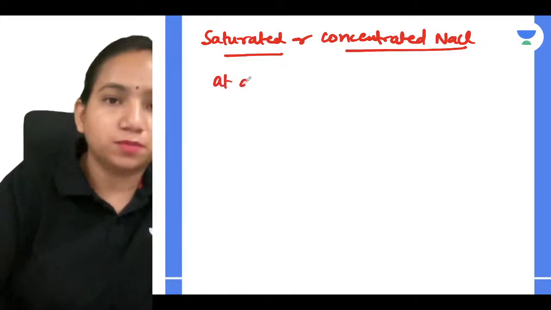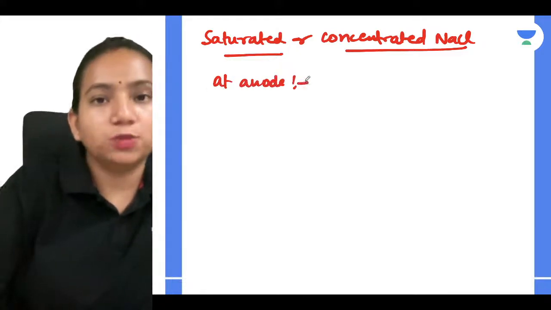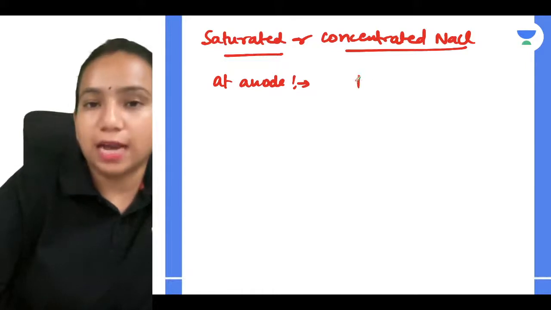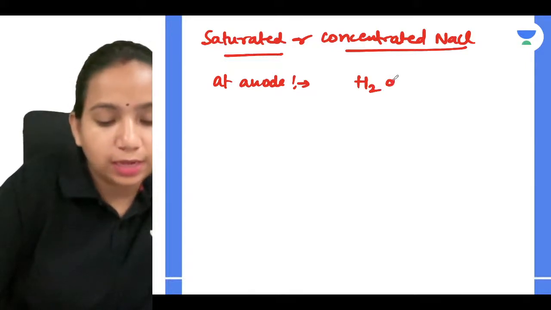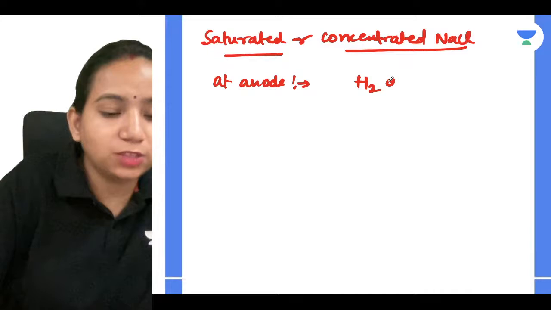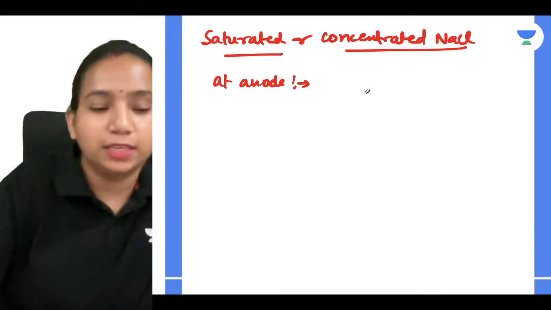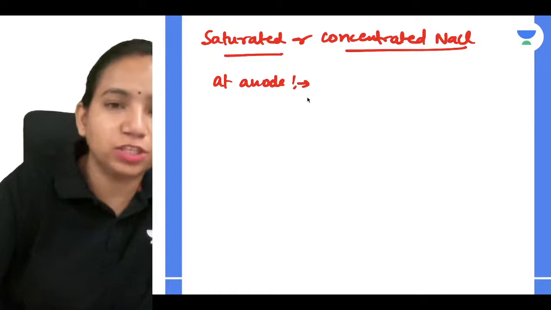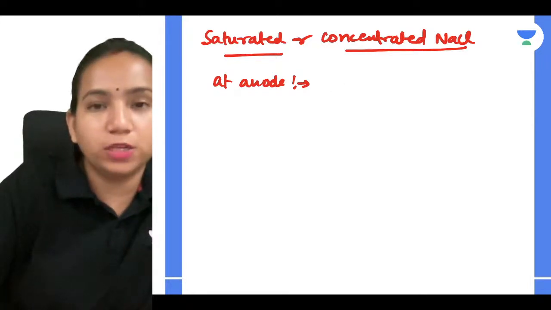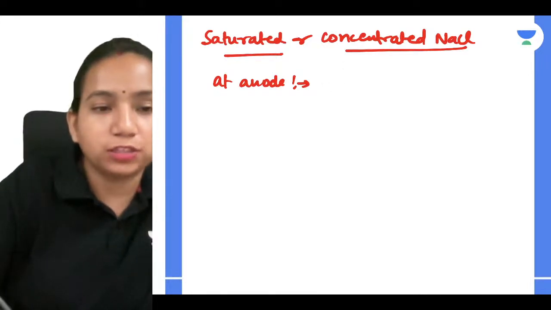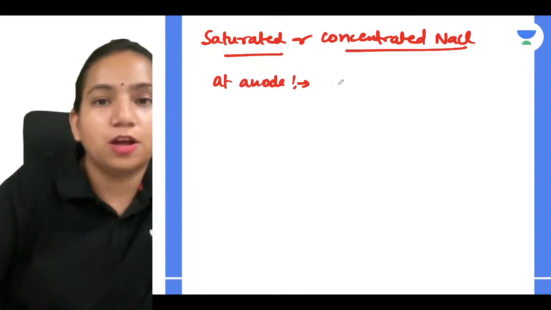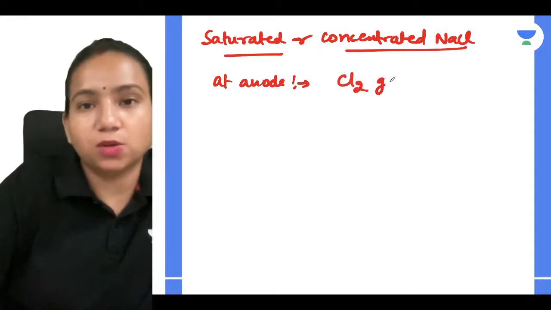So at anode, what will you get? Hydrogen gas or chlorine gas? You will be getting chlorine gas at anode. So at anode, you will get chlorine gas instead of the oxygen gas, if you are taking the concentrated solution.